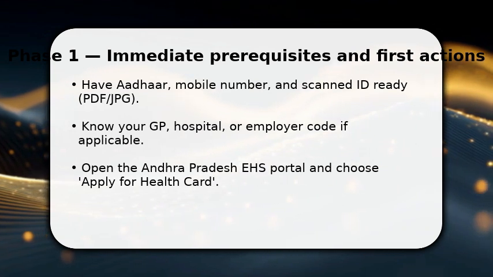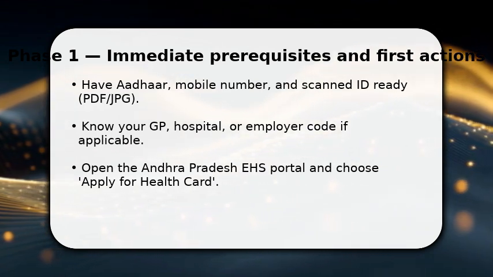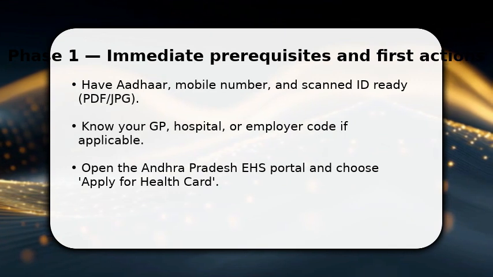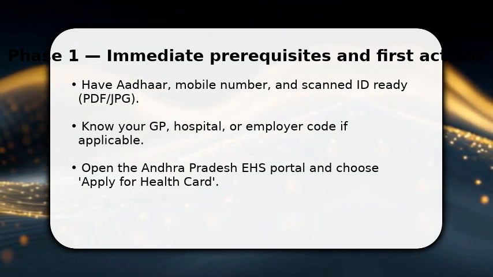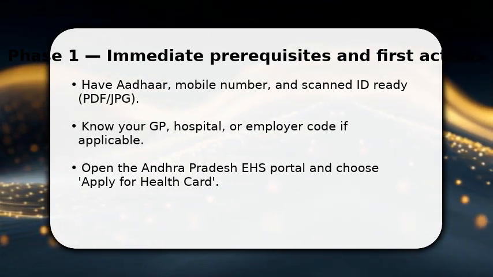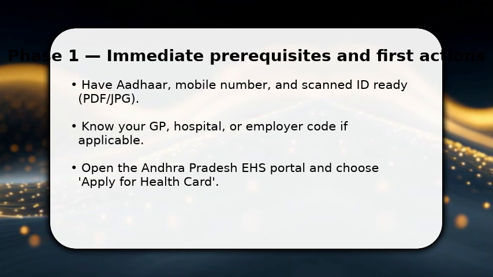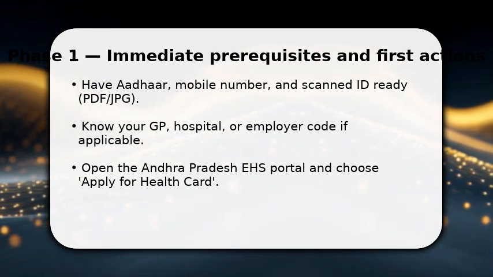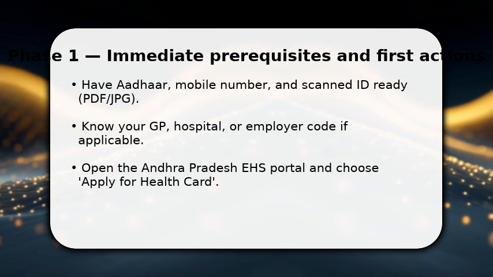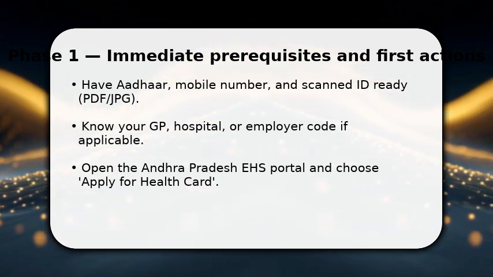You will select the correct beneficiary type and enter basic details. This avoids rejections. Follow on-screen field order and save progress frequently. It speeds validation. If you encounter mismatched names, correct them now using the portal's name change option before submitting.